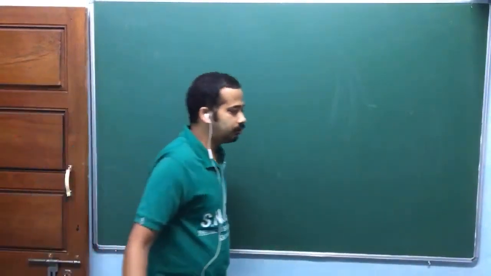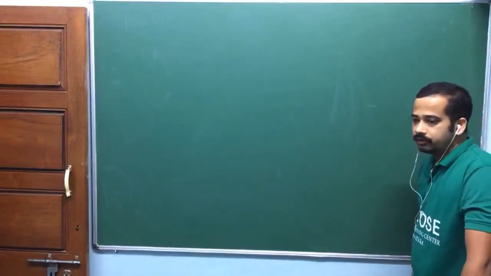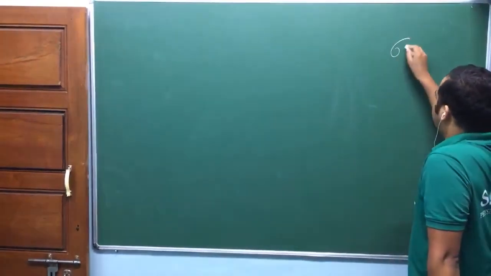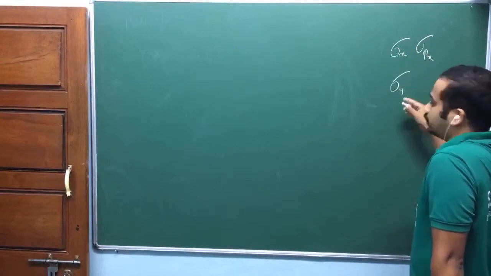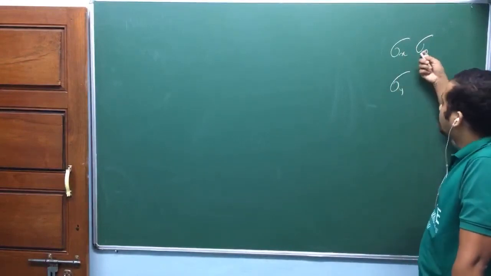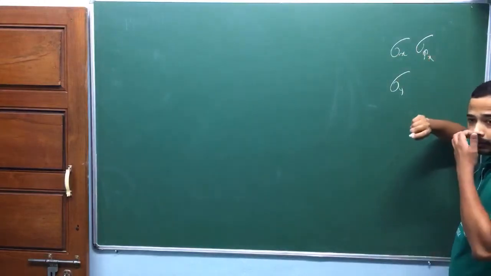Uncertainty principle, read out whatever he has written. We have already discussed some experimental aspects. Uncertainty exists between x and px, sigma x, sigma px. This is standard deviation: the standard deviation in the measurement of x, and the standard deviation in the measurement of px. Now look at here.